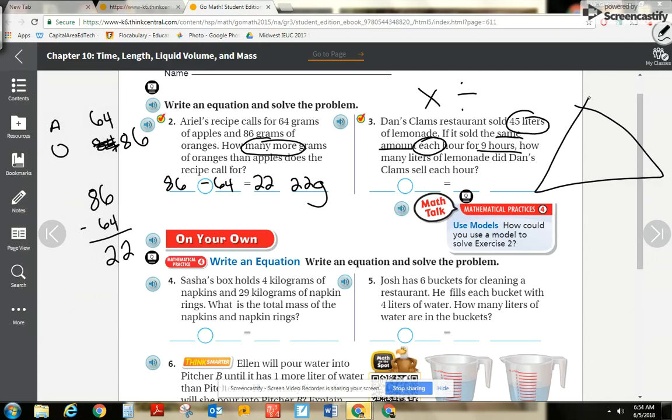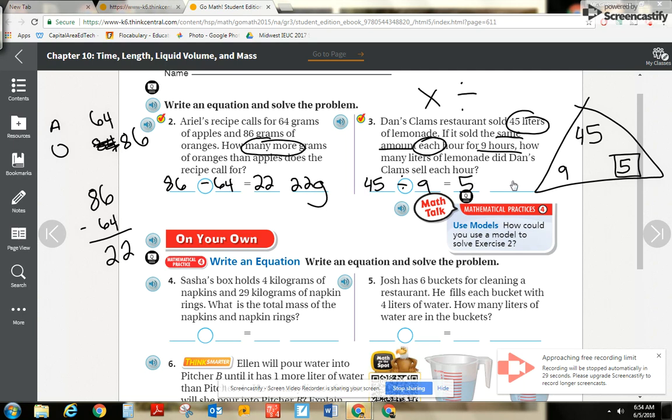So when I think, well, 45 total would go up here. 9 hours. What other number would go in this fact triangle? 5. So I would write my equation actually as a division. It would go 45 divided by 9 hours means he sold 5 liters every hour.